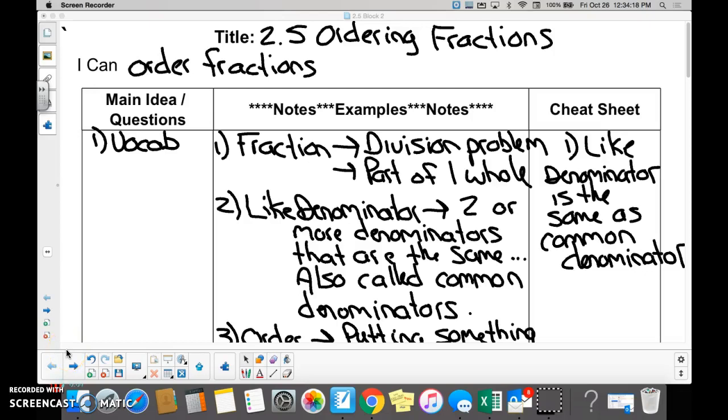2.5 ordering fractions. I can order fractions. Yes or no? Yes. Jonesy, Camilla, Buttercup, Snickerdoodles, nice job.